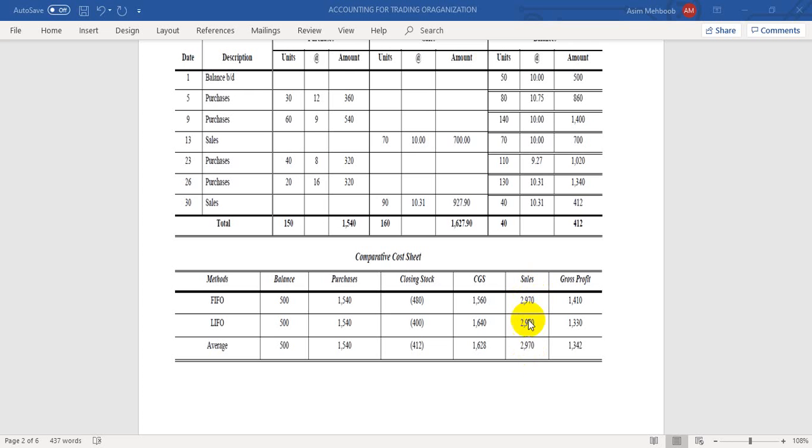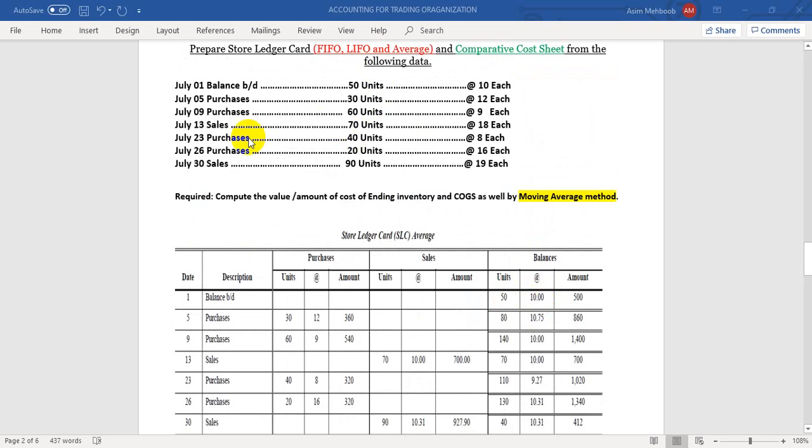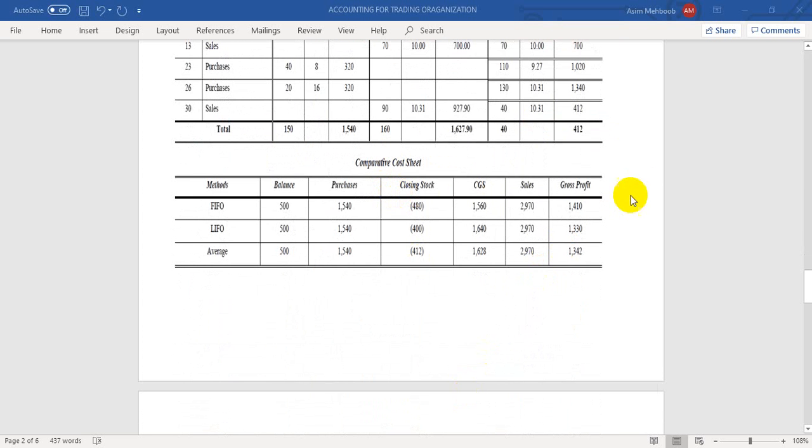Sales will remain the same. How do we calculate the sales? Very simple. There are two sales: July 13 and July 30. So 70 multiplied by 18 and 90 multiplied by 19. This will give you the sales figure. I repeat again, 70 multiplied by 18 is equal to this, and 90 multiplied by 19 is equal to this. There are only two sales, you have to add them, and then you can find the sale. The sale will remain the same for all three methods in the question.